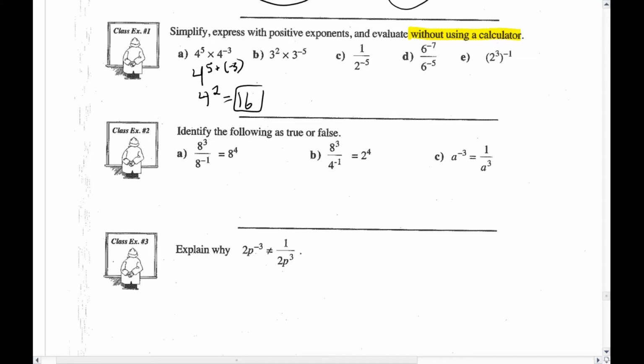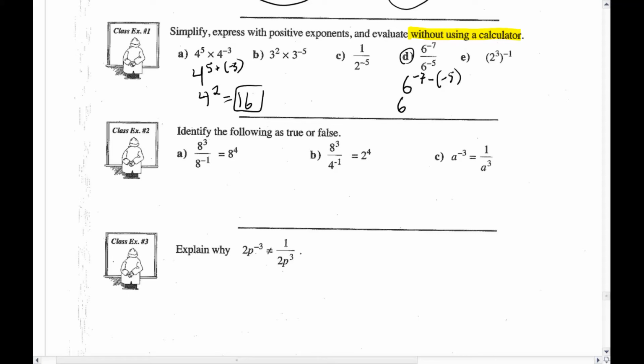I'm going to do D. Let's do D. 6 to the power of negative 7 divided by 6 to the power of negative 5. When we divide powers with the same base, we subtract exponents. So we are going to keep our base, and we're going to subtract our exponent. Negative 7 minus negative 5. So this becomes 6 to the power of negative 7 minus negative 5.